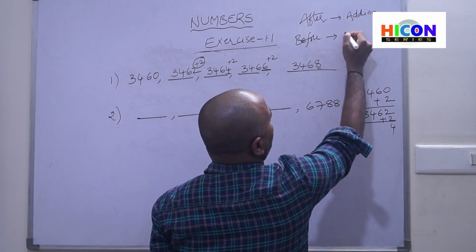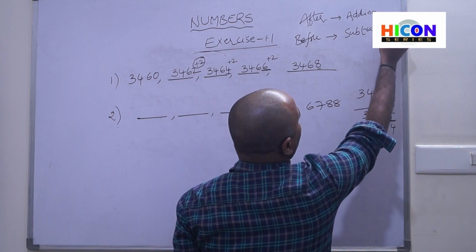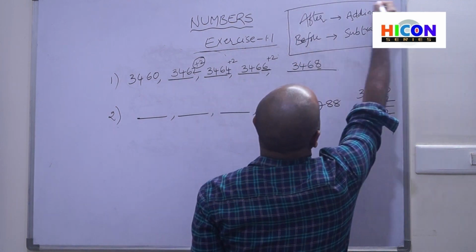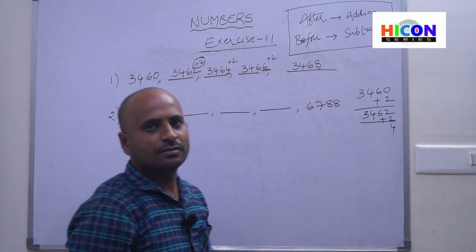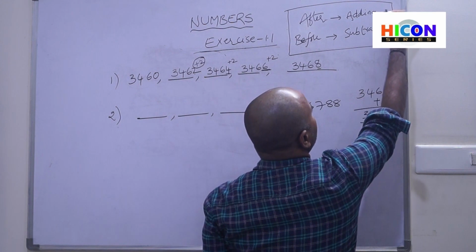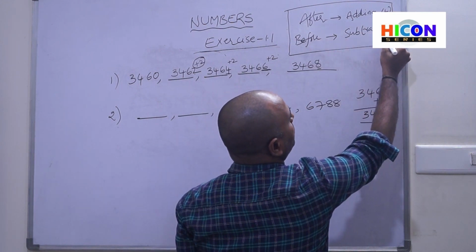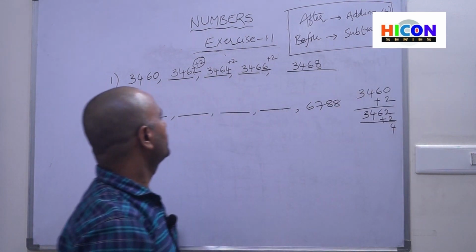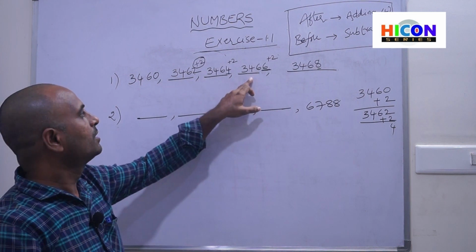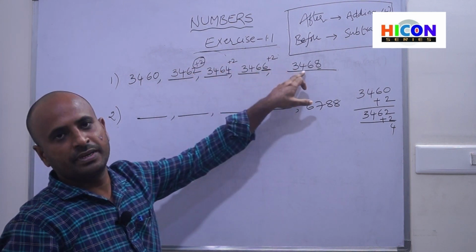So after means adding, before means subtracting. Remember these 2 points, then you can write the answers without any mistakes. After means adding, adding means plus. Before means subtracting, subtracting means minus. So in the above problem, we have written after numbers. For that purpose, we have added 2 to the ones place.